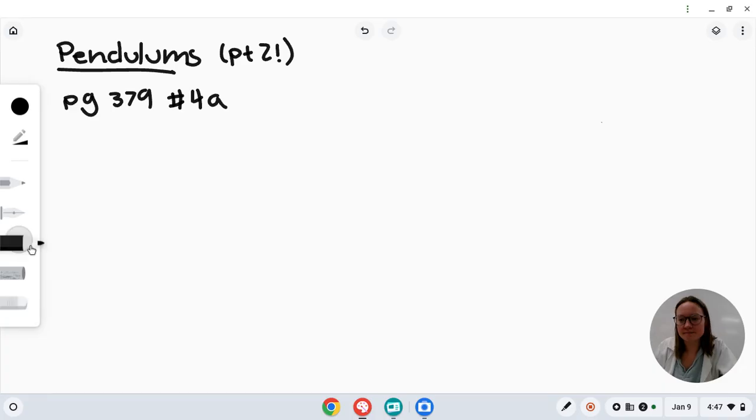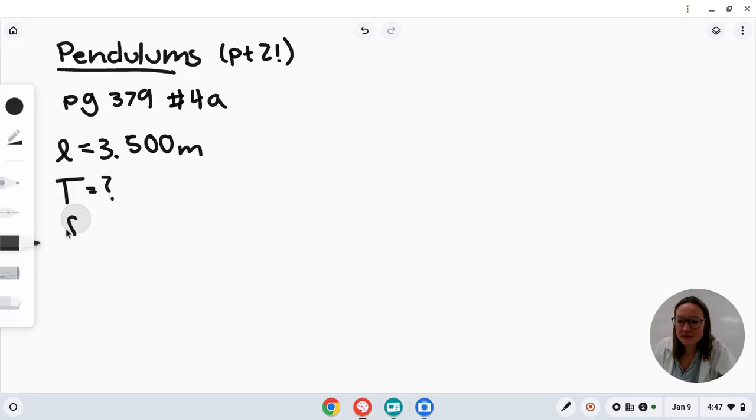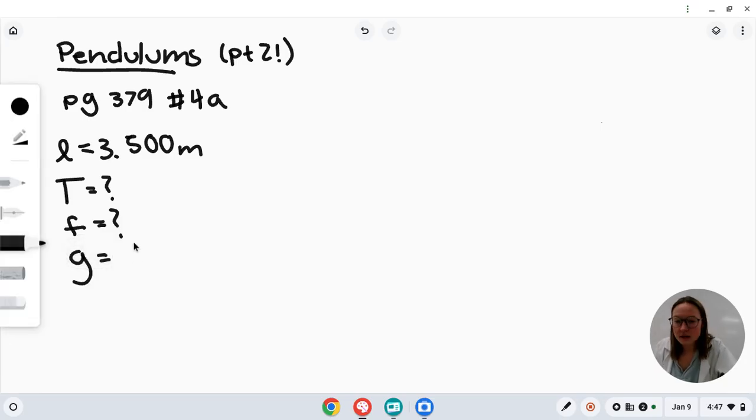Let's try this problem. To start, we're going to start by listing our knowns and unknowns. It says that the length of this pendulum is equal to 3.500 meters. That's the length of the pendulum. We're looking for the period of the pendulum and the frequency of the pendulum if g equals 9.832 meters per second squared at the North Pole. Okay, let's go ahead and give it a go.